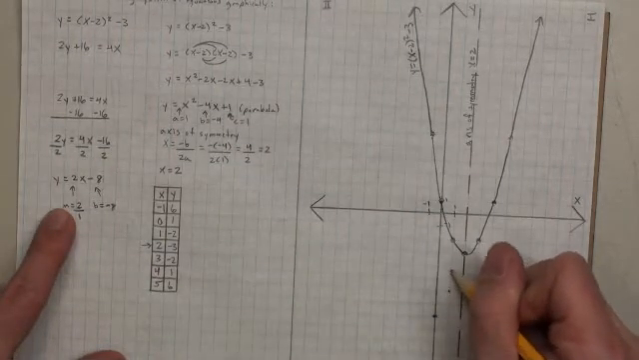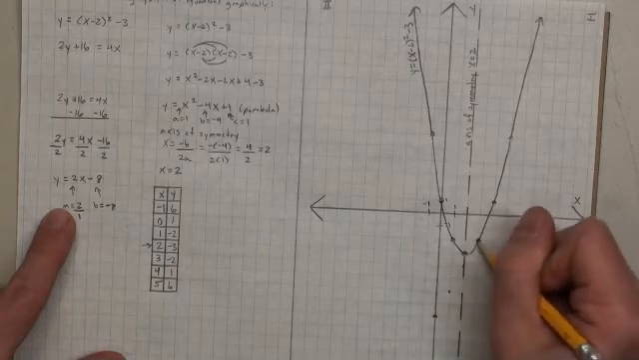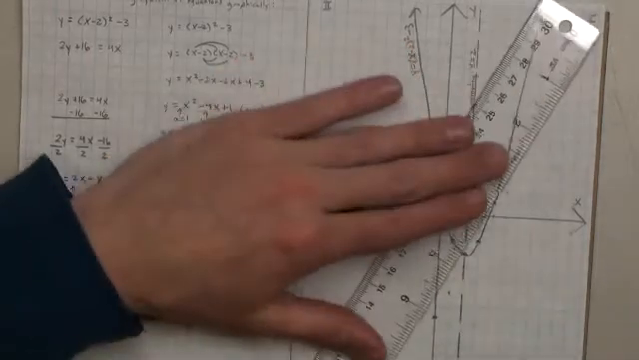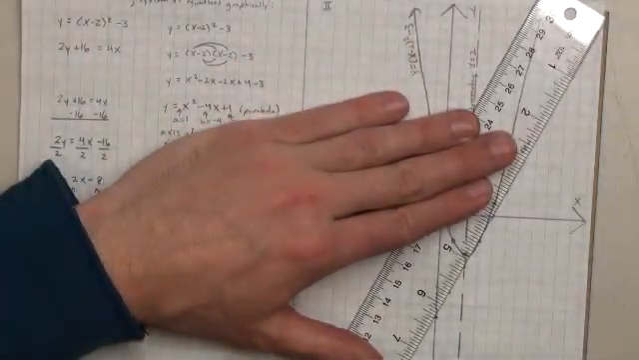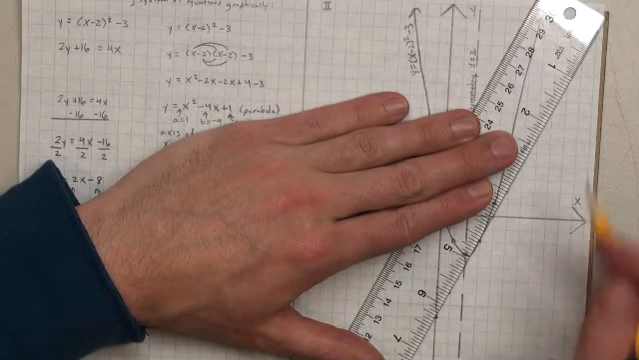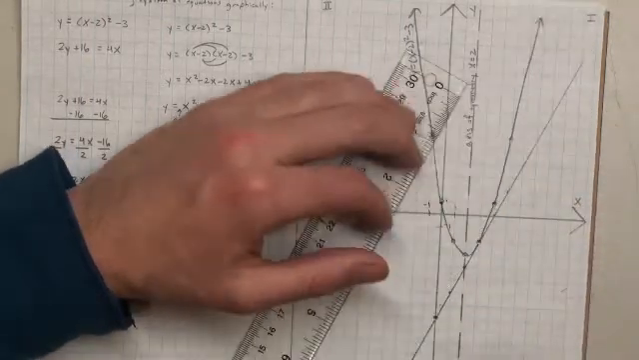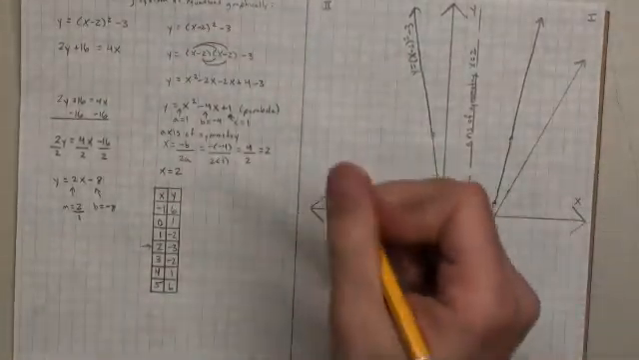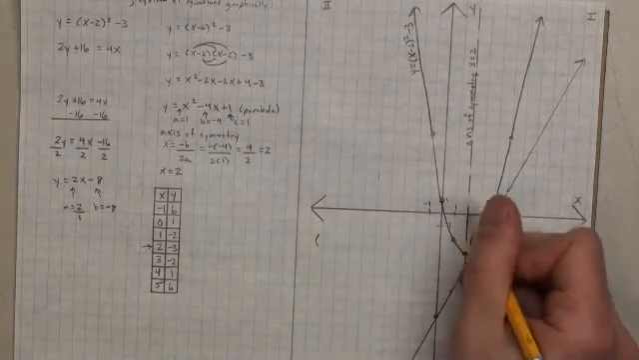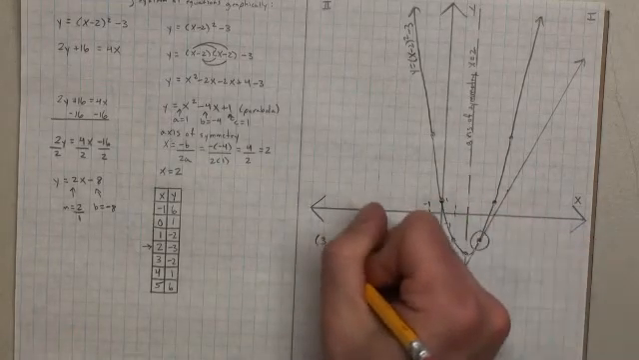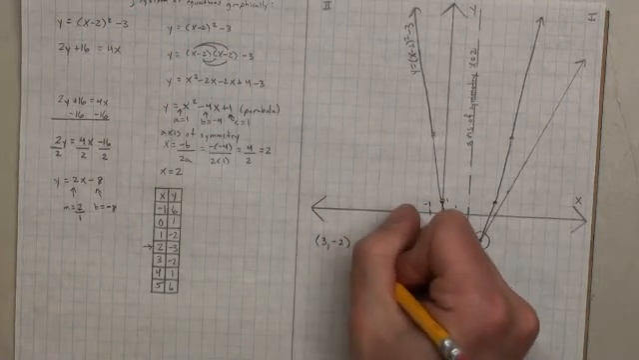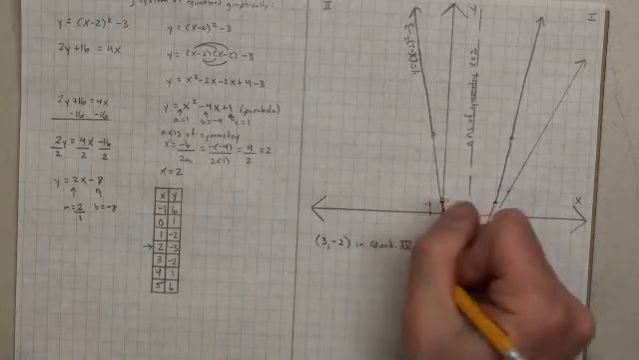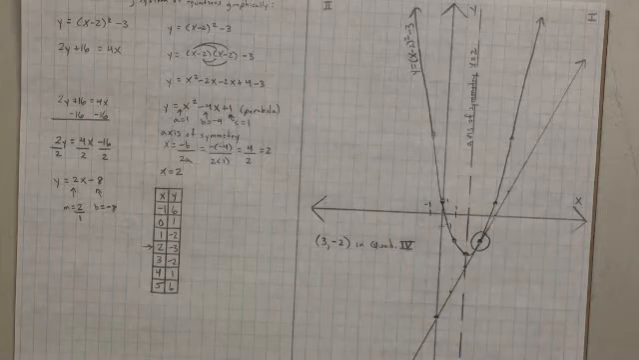So up 2 and to the right 1, up 2 to the right 1, up 2 to the right 1, up 2. It looks like I'm just going to graze, or just touch that one point on the parabola. So I'm just going to be tangent to that parabola at that one point of intersection, which is 3, negative 2 in quadrant 4. Okay?